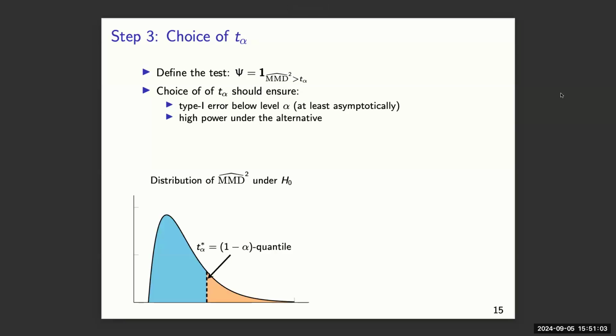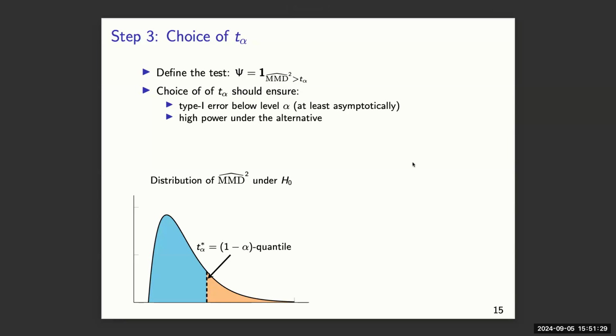So what is the ideal or the best choice of T alpha? Well, the optimal thing to do would be, if someone revealed to us the distribution of the statistic MMD hat squared under the null, then we should set T alpha to this value, T star alpha, which is the 1 minus alpha quantile of this distribution. So what that means is that T star alpha is the smallest value such that the probability assigned to the orange region is less than or equal to alpha.